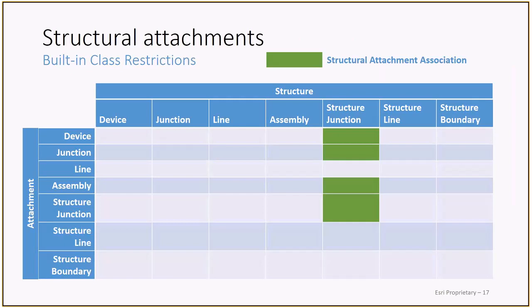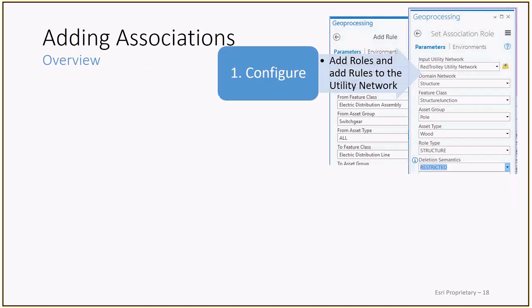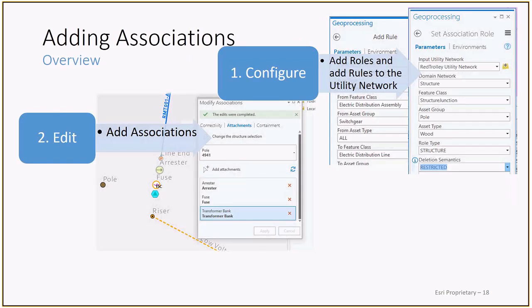And this is a much more restrictive sort of area where you're allowed to define these rules. Essentially, structured junctions can have things attached to them, be it an assembly such as a transformer bank that contains transformer devices, or the transformer itself could be hooked up to the pole. These sort of things are defined by those rules. So this is the sort of quick and dirty process to adding associations.